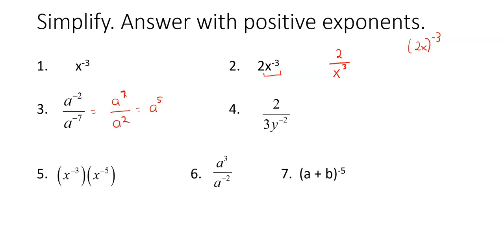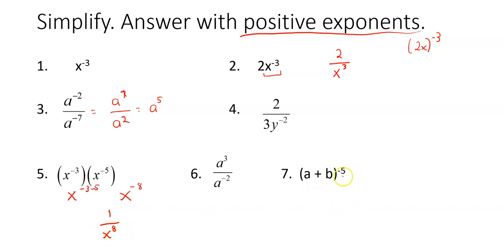How about number 5? Number 5 is the same base, so same base add exponents. So you'll end up with an x to the negative 3 minus 5, so x to the negative 8th. Now you notice the direction said answer with positive exponents. So answer with positive exponents is my way of forcing you to put these things in fraction form. So x to the negative 8th becomes 1 over x to the positive 8th.